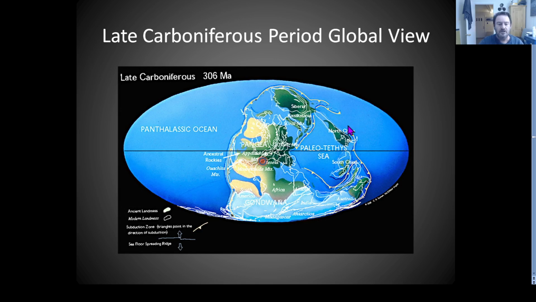We have glaciation down here, which again is leading to drying up of parts of Pangaea, because we have a lot of land that's sucking up a lot of water and making glaciers. So these seas dry up, the amphibians don't like it, the reptiles are now getting their chance to start moving.